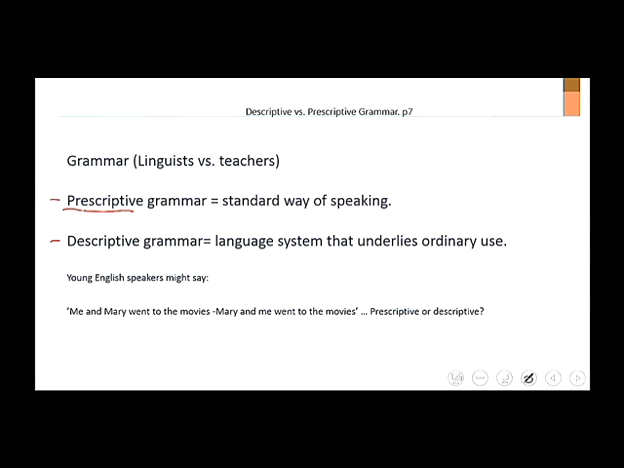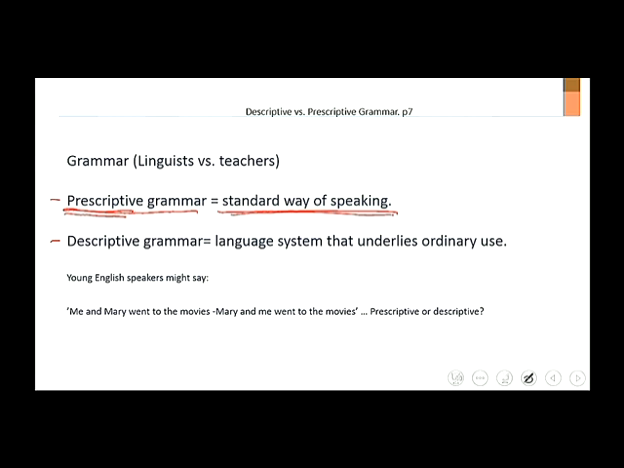In language or in grammar, this is the standard way of speaking. So people tell you, you have to speak like this. You have to say this, don't say that. This is called prescriptive grammar. All right? So for example, you go to a restaurant and you want to have 2 bottles of water, and you say, well, can I have 2 waters? And your colleague or your teacher will say, no, you have to say 2 bottles of water, not 2 waters. Okay? This is called prescriptive grammar, telling you what to do, telling you the standard way of speaking.